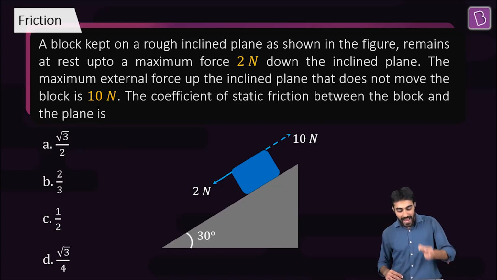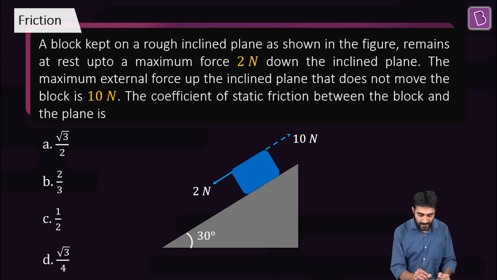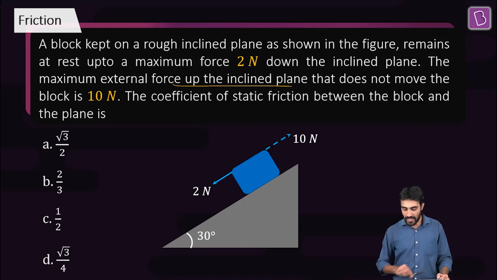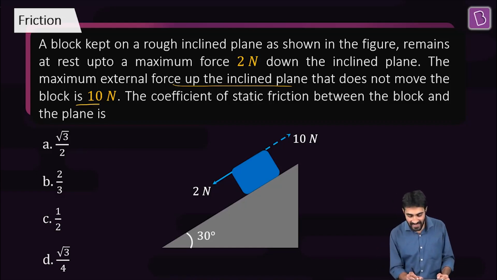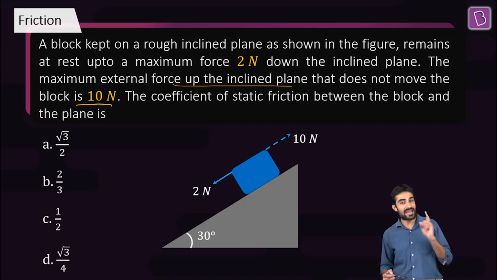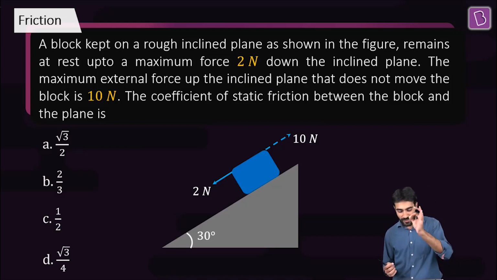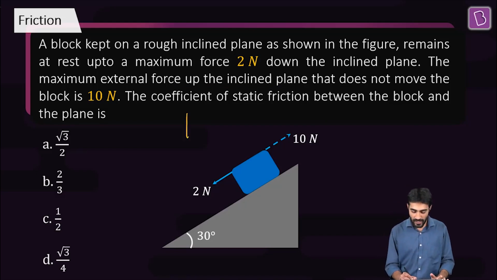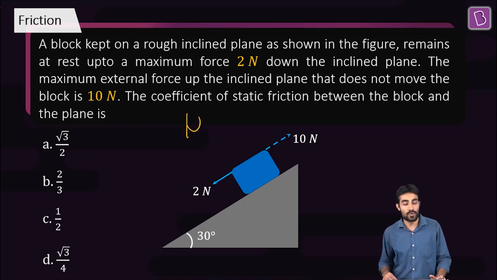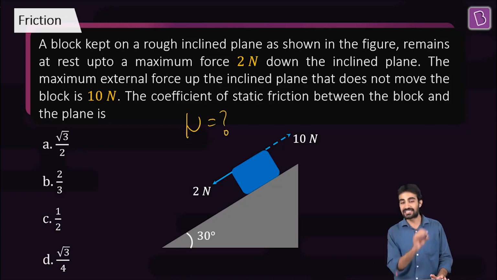The maximum external force up the inclined plane such that the block does not move is 10 Newton. So we can apply 10 Newton up the inclined plane and the block will still not move. The coefficient of static friction between the block and the plane is, we have to tell what is the coefficient of static friction, mu. What is the value of mu? This is the question. Now, we have two situations in the question.